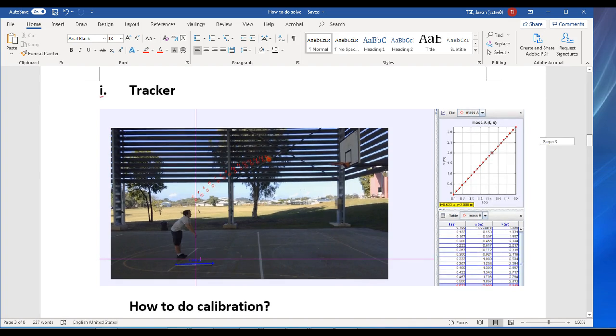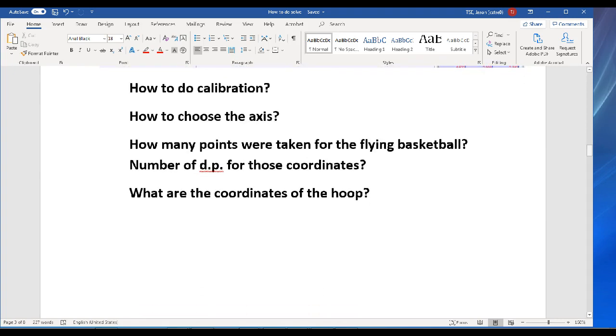Okay, so for the tracker part, you need to write a few descriptions, and those descriptions should explain or describe the following questions. Okay, how to do calibration, how to choose the axis, and how many points were taken for the flying basketball, number of decimal points for those coordinates, what are the coordinates of the hoop. So all these questions you should have a few description for the answers, right?